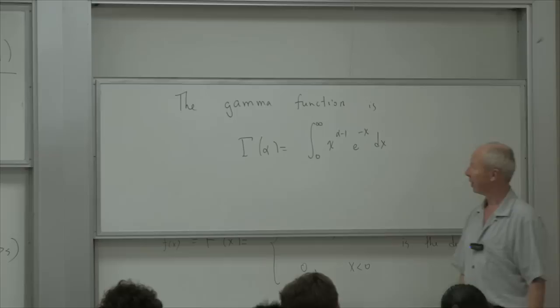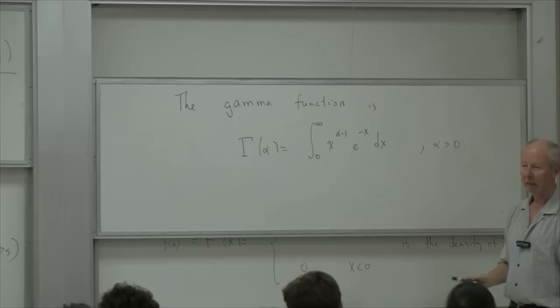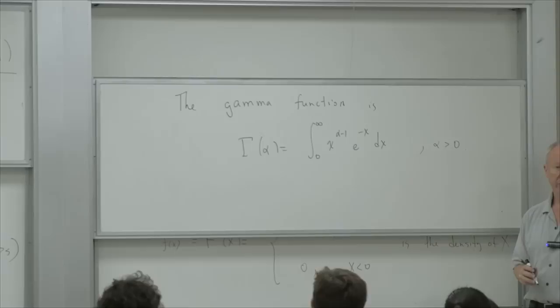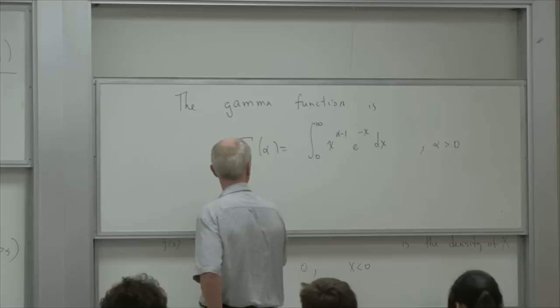And this is for alpha. We'll define this for alpha bigger than zero, because when alpha is zero, you have a 1 over x here, and near the origin that would not have a finite integral. But as long as alpha is bigger than zero, this is fine. You can integrate this by parts.